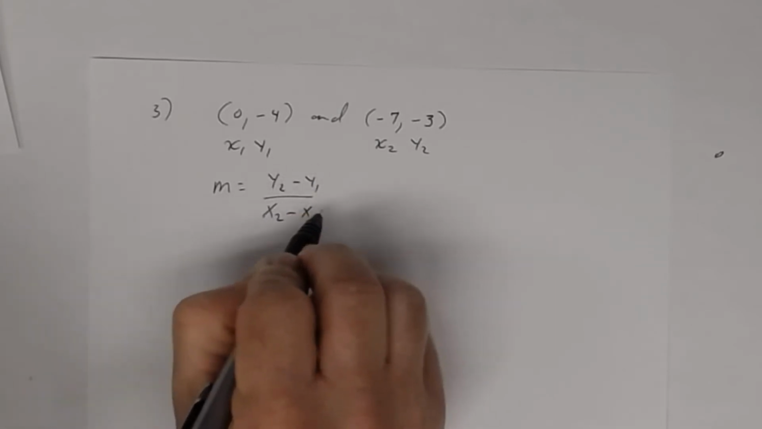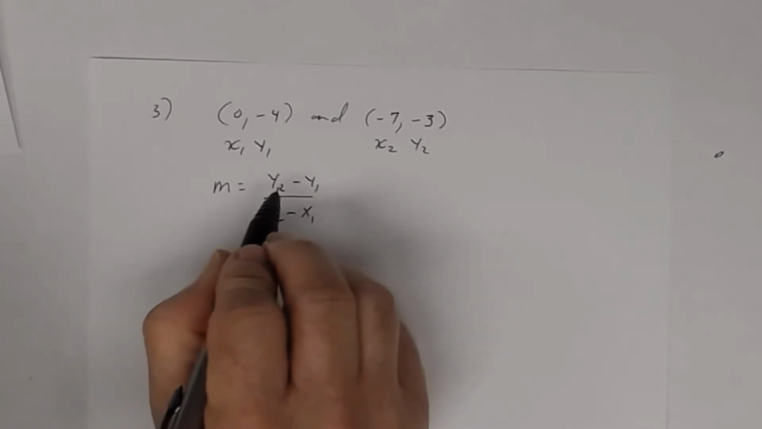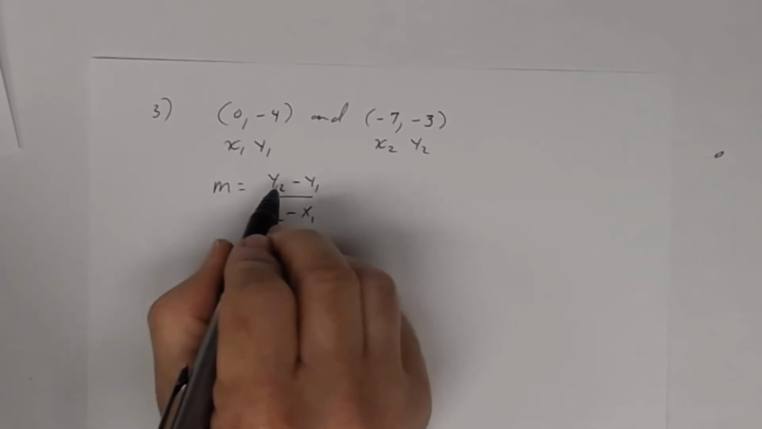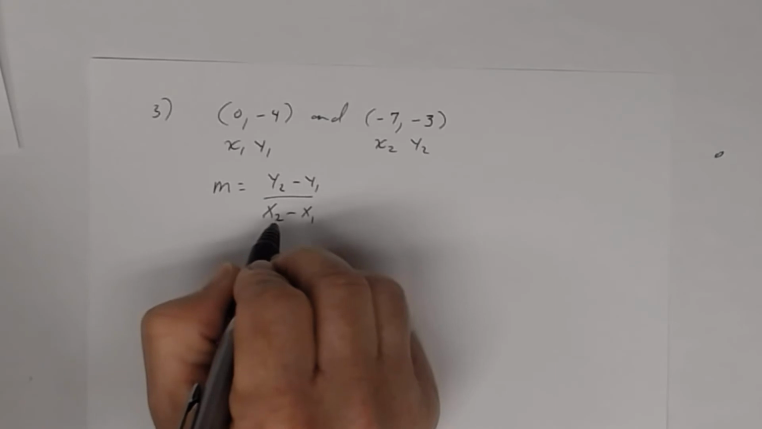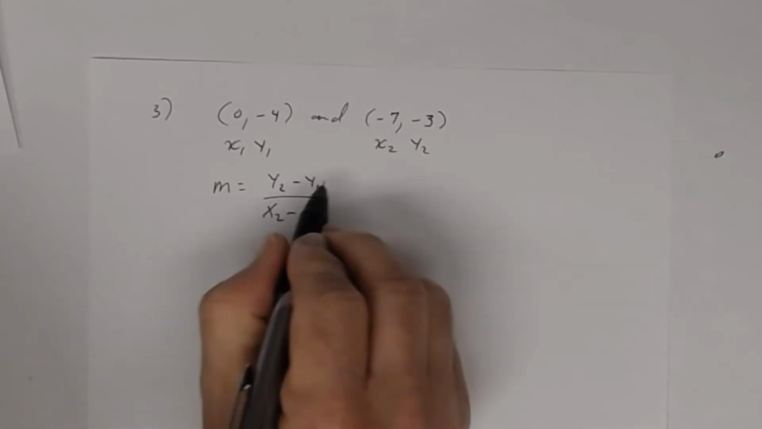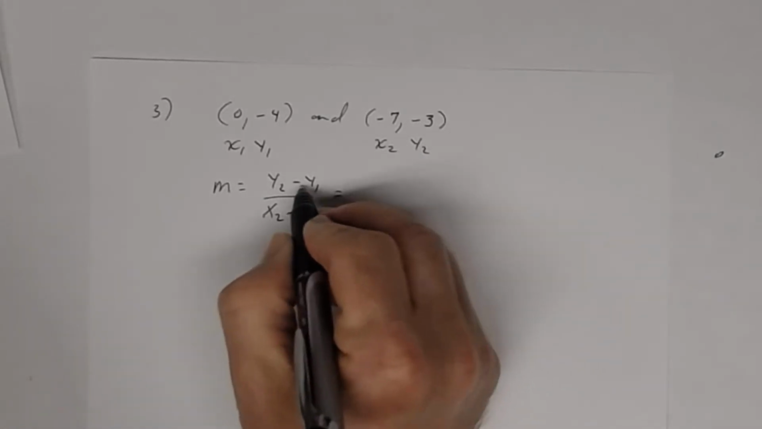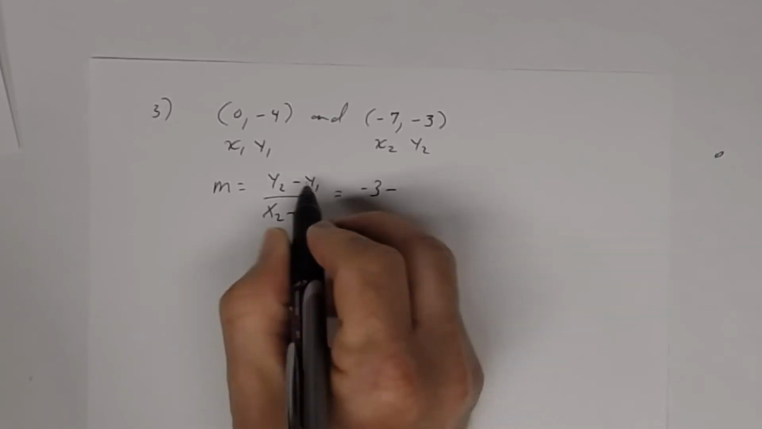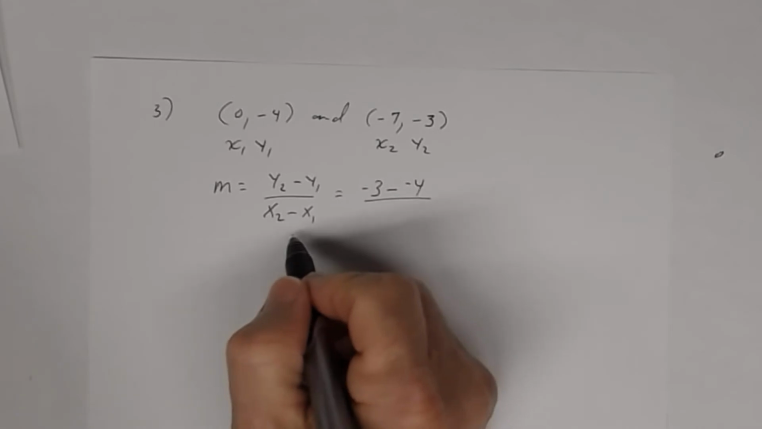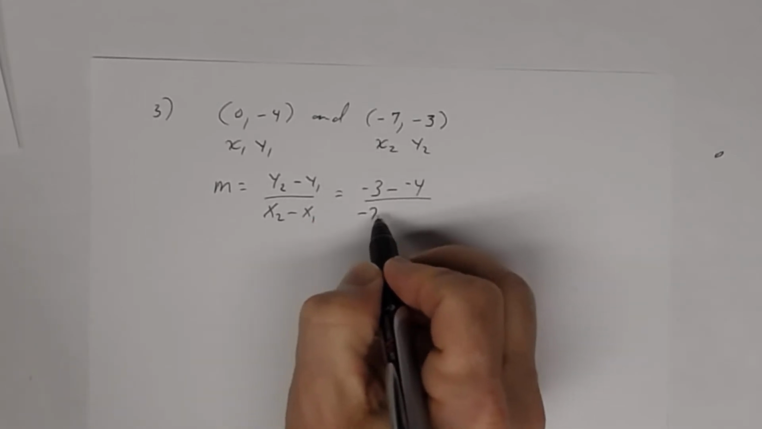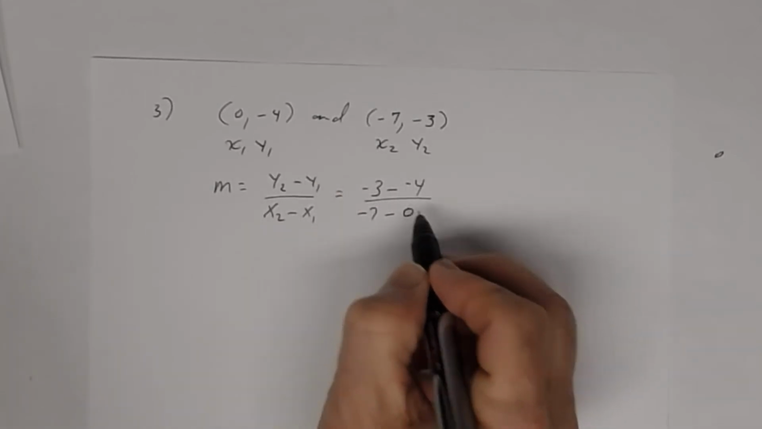Change in y divided by change in x. Since the operation is subtraction, the order matters. If you start with y2, you have to start with x2. All right, so let's go ahead and substitute now. So y2 is -3. Subtract y1, which is -4, divided by x2, which is -7. Subtract x1, which is 0.